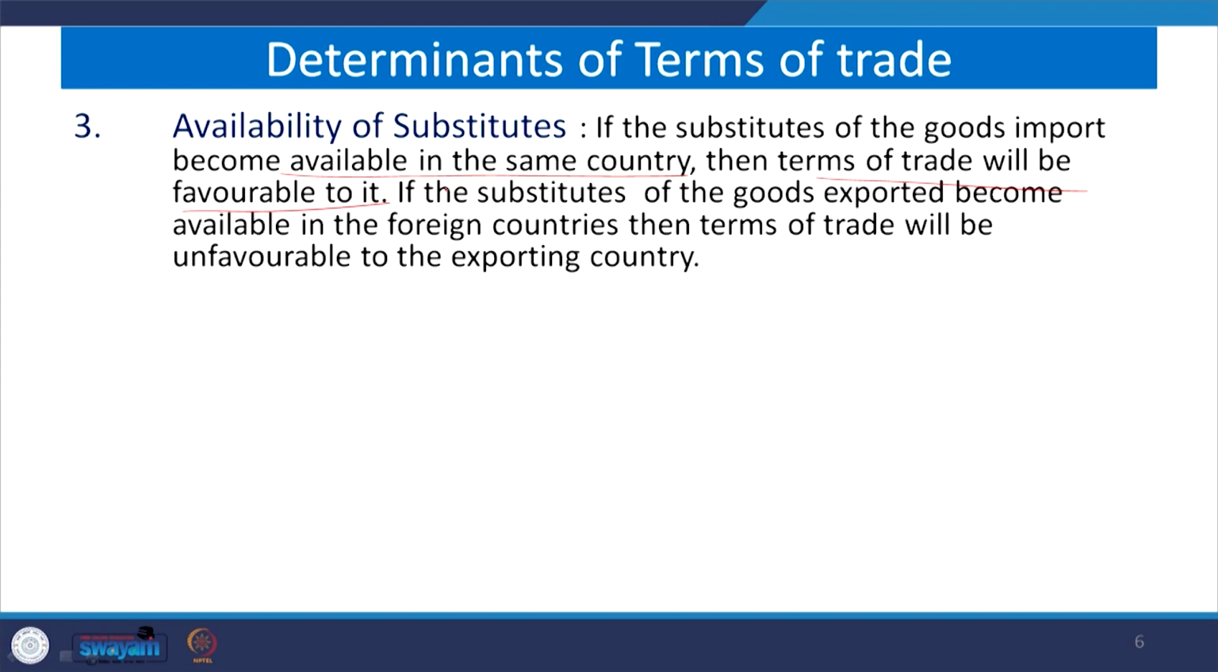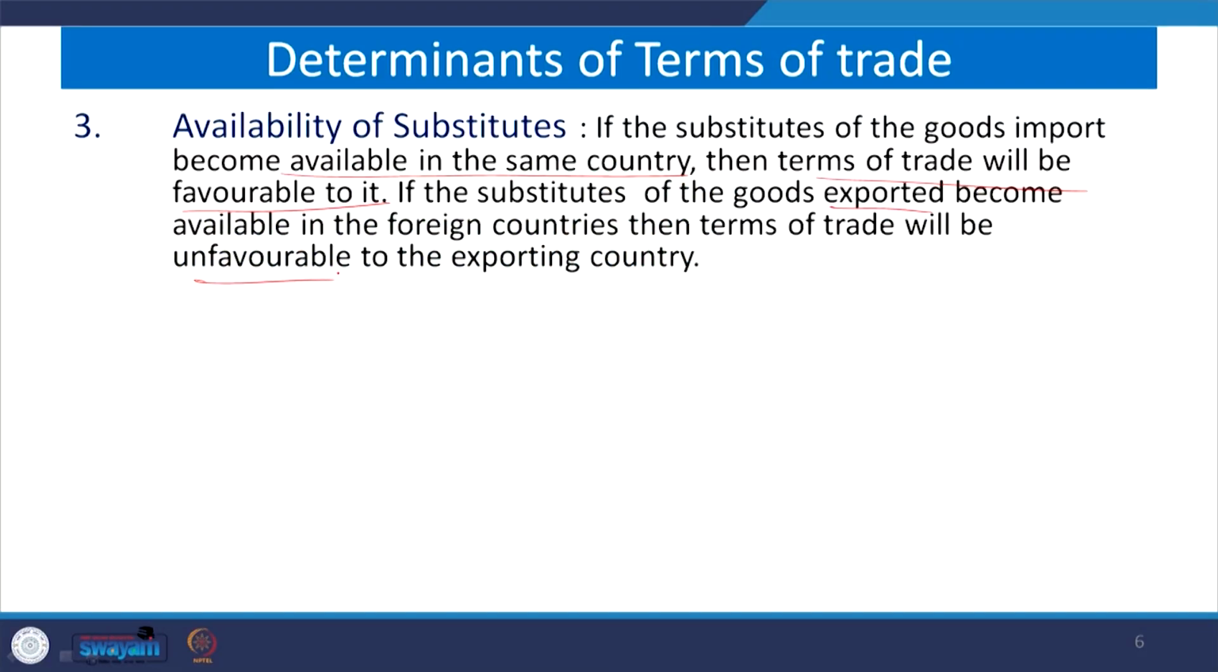If substitutes of goods exported become available in the international market, then our terms of trade for its exports will be comparatively lesser, so it will be unfavorable. So in the case of imports, if substitutes are available, it will be favorable. In the case of an exportable product, if more substitutes are available in the international market, it will be unfavorable. This is what in short can be presented like this.